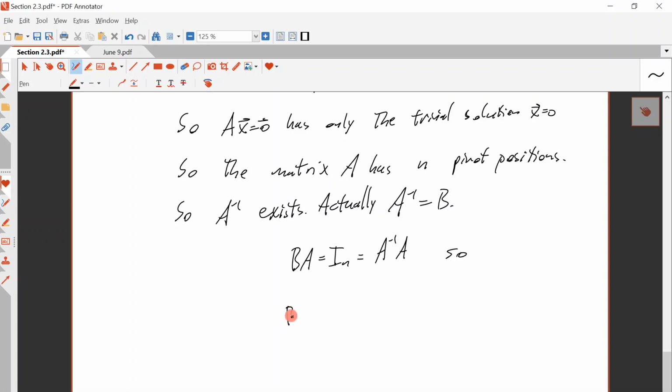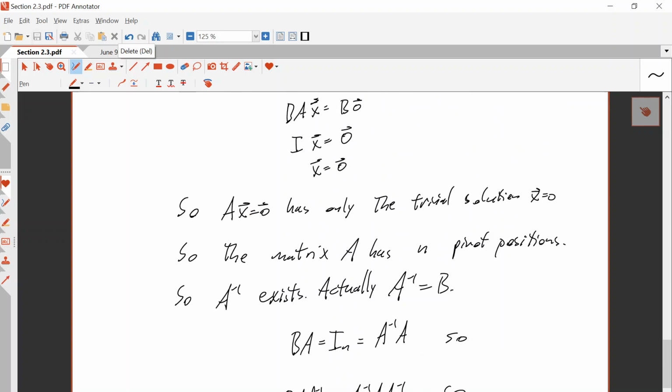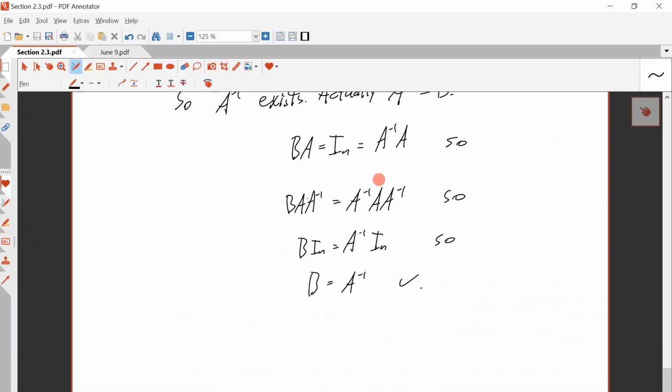Multiplying by A inverse on the right, this is equal to I. And this is equal to I. But anything times I is itself. All right, so there it is. So if you have a matrix multiplied on the left of A to give you the identity, then that matrix on the left has to be A inverse.